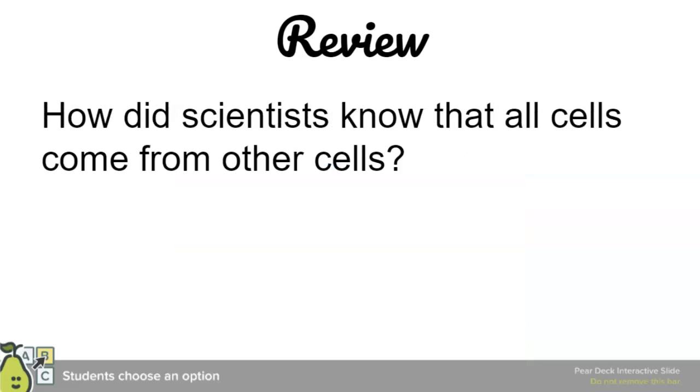Okay. How did scientists know that all cells come from other cells? Did they look at pond water under the microscope? Did they see that organisms can be one-celled? Did they put living things under the microscope and saw they were made of cells? Or did they see that cells divided to create new cells? Well, they knew that all cells come from other cells because they saw that cells divided to create new cells. They split in half, okay?